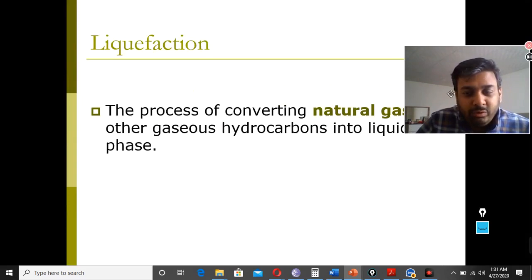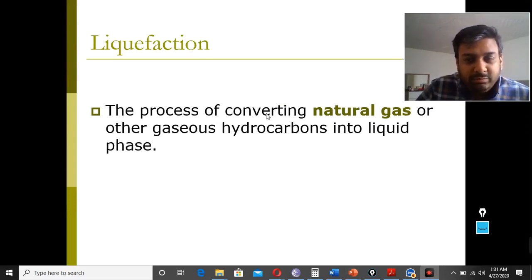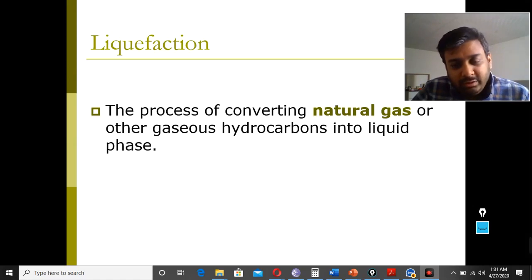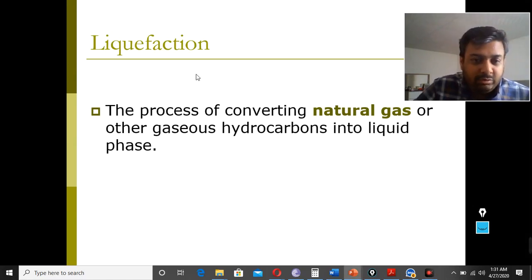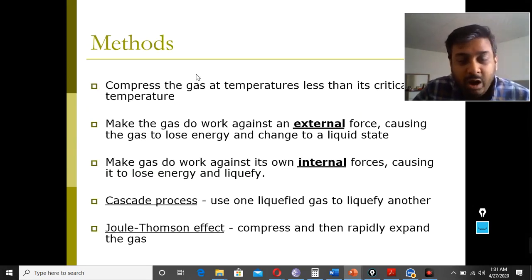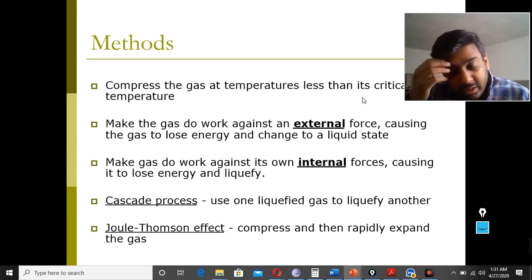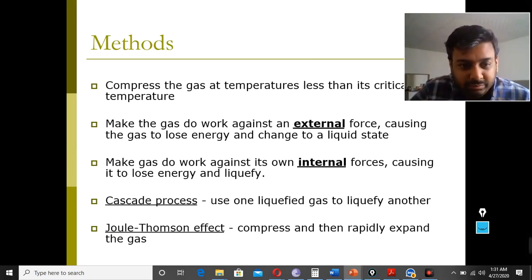So, what is the liquefaction process? Well, first of all, converting the natural gas into the liquid is called the liquefaction process. So we just liquefy it. How do we do it? We compress it. We compress the gas at a temperature less than its critical temperature. So we compress the gas at minus 161, and it becomes the liquid. So that's the main process.